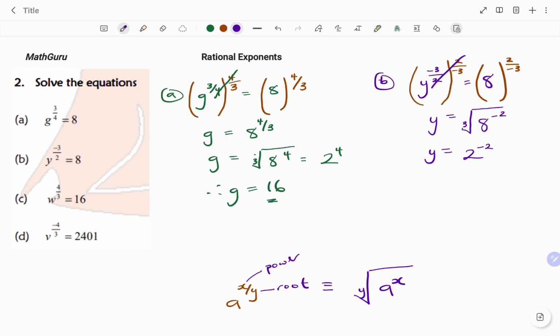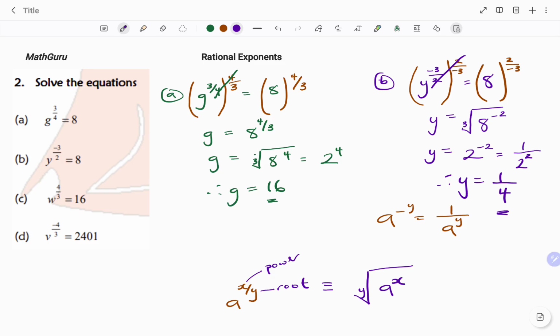Note that, by the laws of exponents, if you have a negative exponent, if I have a to the power of negative y, to make it positive, the negative becomes the fraction bar. So that's going to be 1 over a to the power of positive y. I'm going to do the same here. That's equal to 1 over 2 to the power of 2. Therefore, my y equals 1 over 2 squared, and that is 1 over 4.